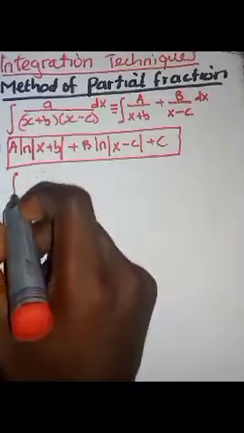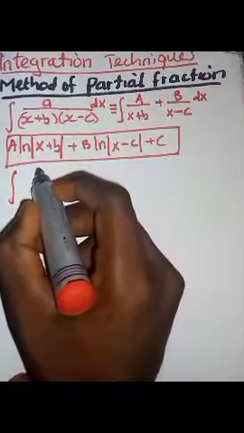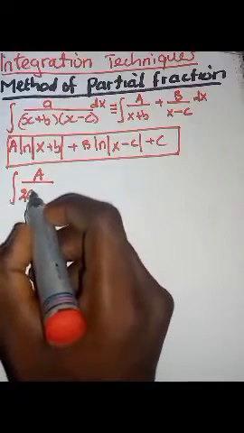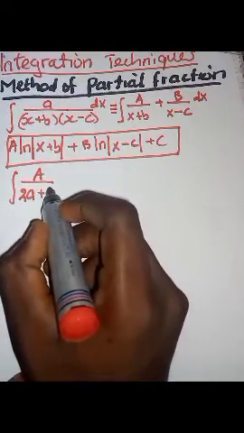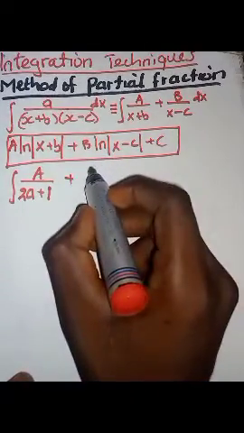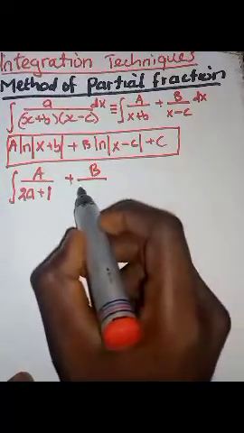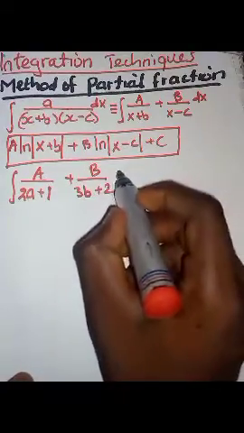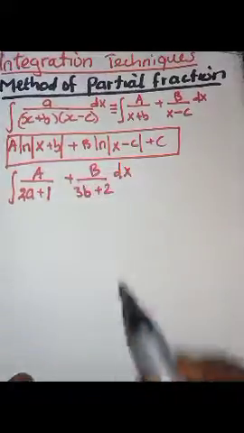And secondly, if we have it in this form, like I said, this is how we can integrate. What if we had the integral of, let's say, capital A over (2a plus 1) plus capital B over (3b plus 2), dx? What if we are to integrate this now?